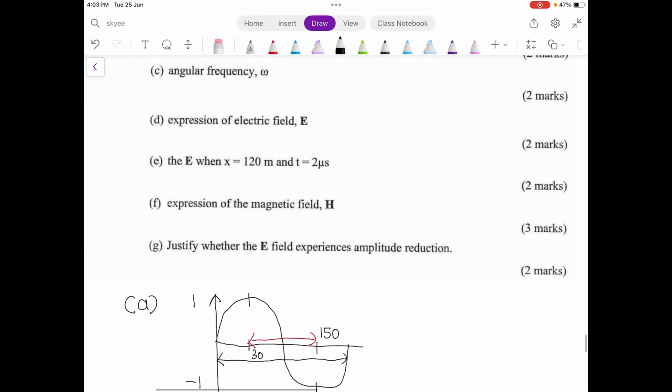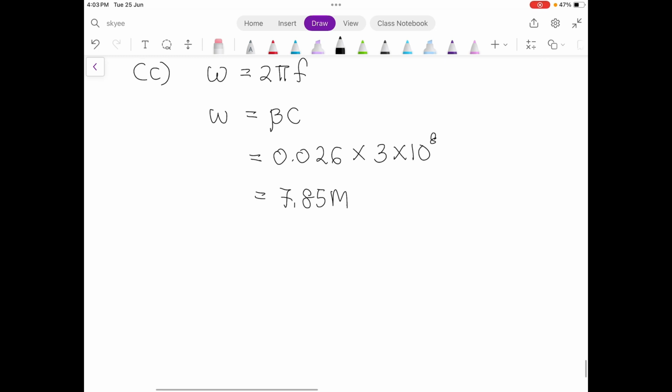And then for the D, you have to find the equation of the electric field. The equation of the electric field will be equal to, of course, you will have amplitude, right?